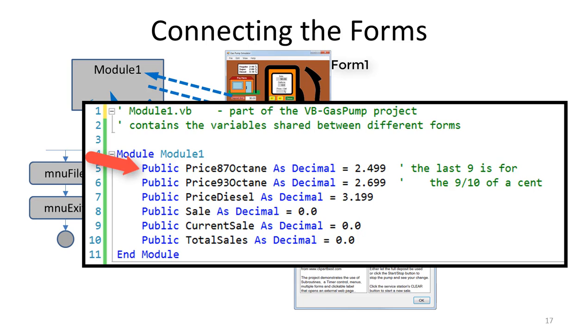The keyword public is used to allow these pieces of data to be seen outside the module. If these items of data were listed as private or the keyword public were left off, the data could not be seen by the other forms.